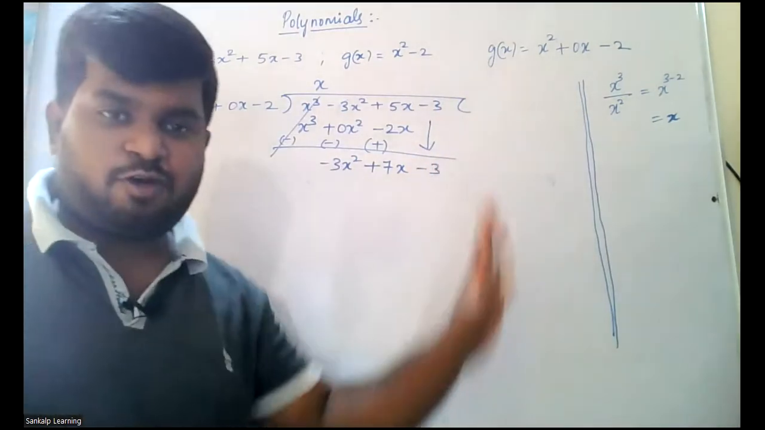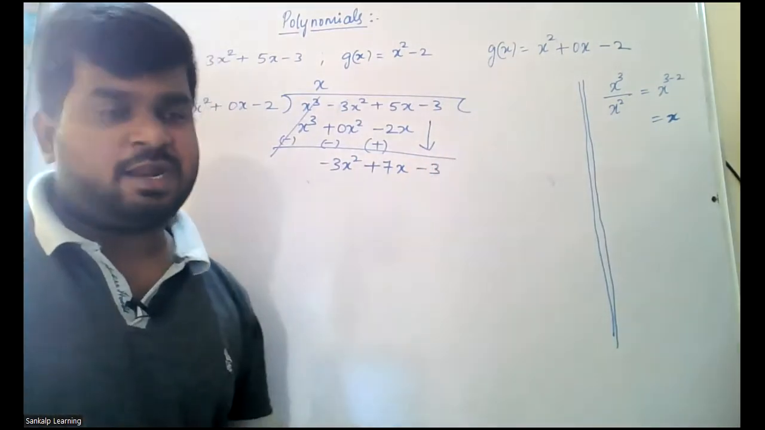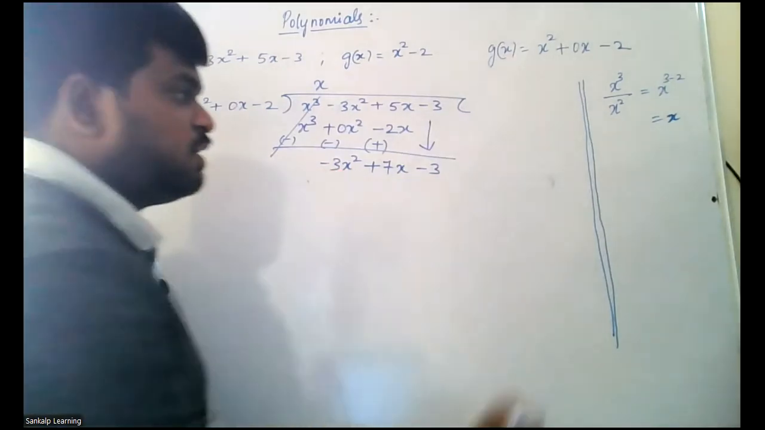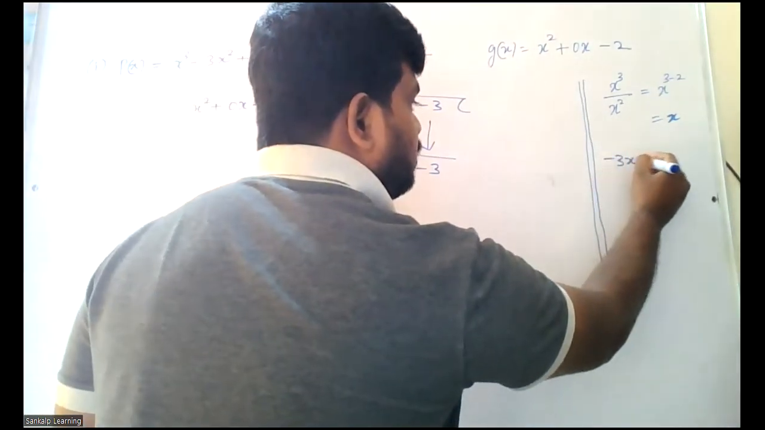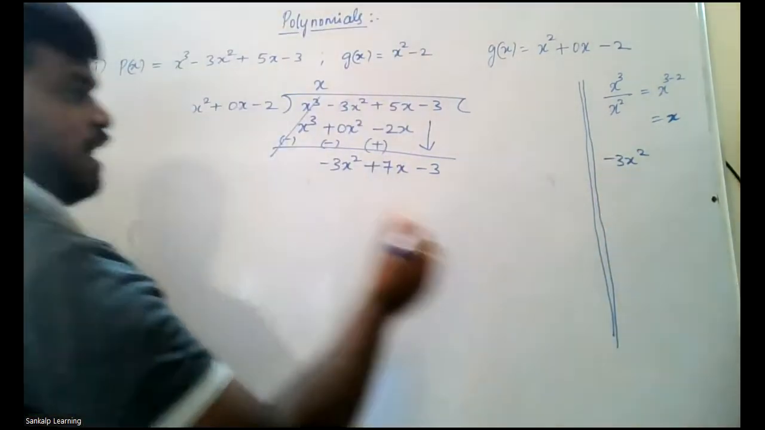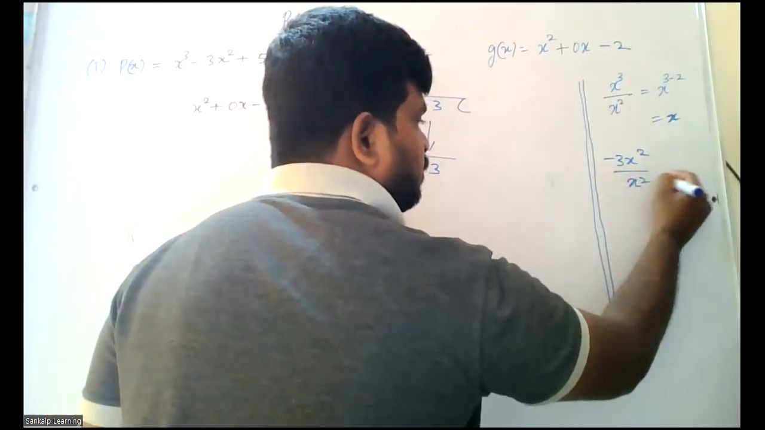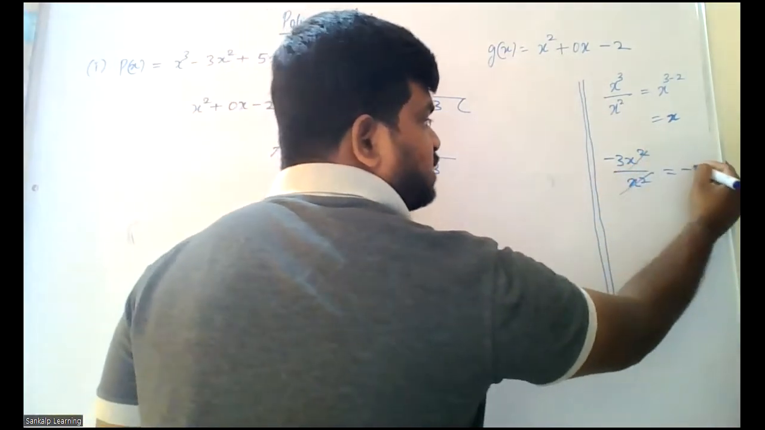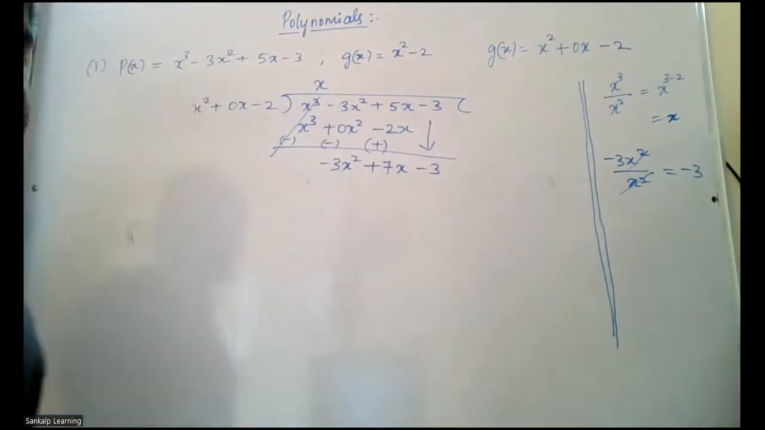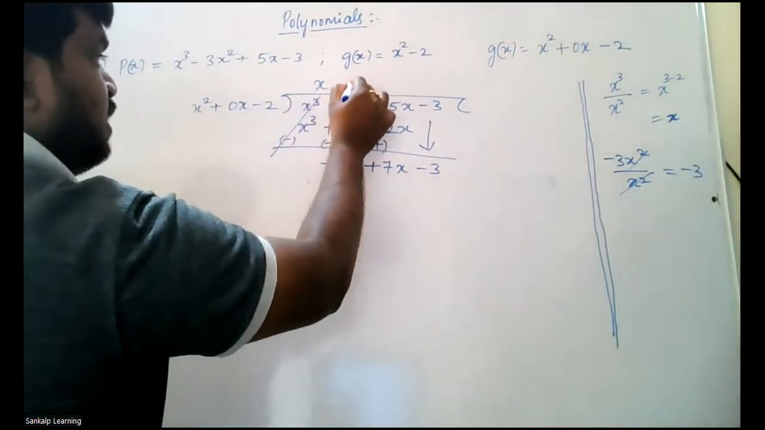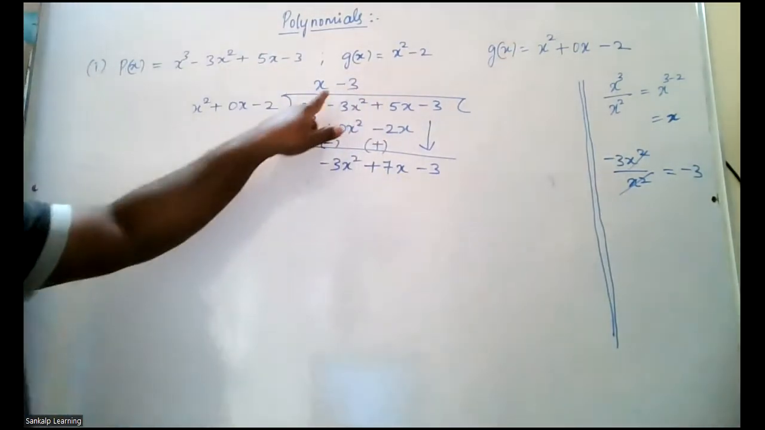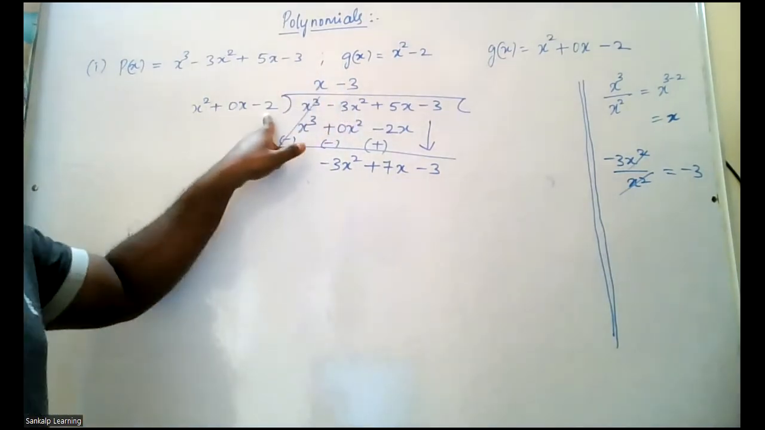Again, the procedure follows. This is the procedure that we are going to do again and again. Take the first term, that is minus 3x squared, and take the first term here, x squared. What do you get? x squared gets cancelled. We'll be left with minus 3. So let's write that minus 3 here. Okay. That minus 3 should be multiplied for each term.